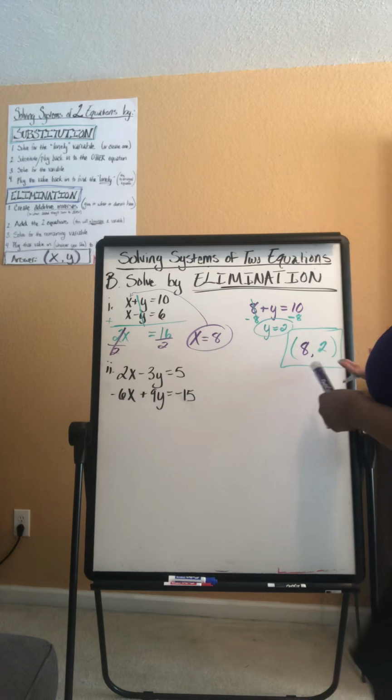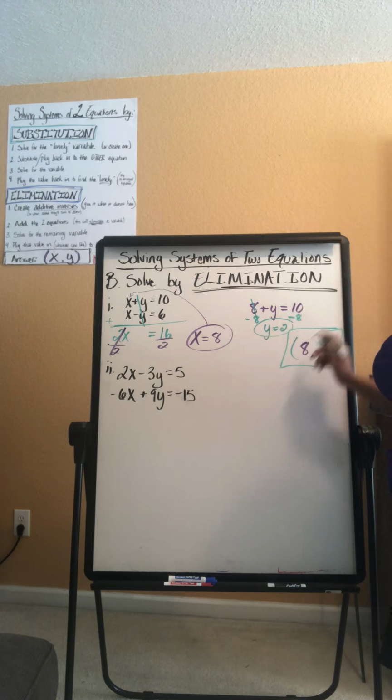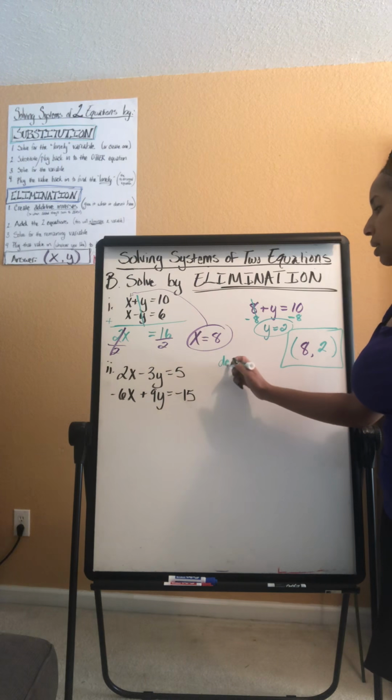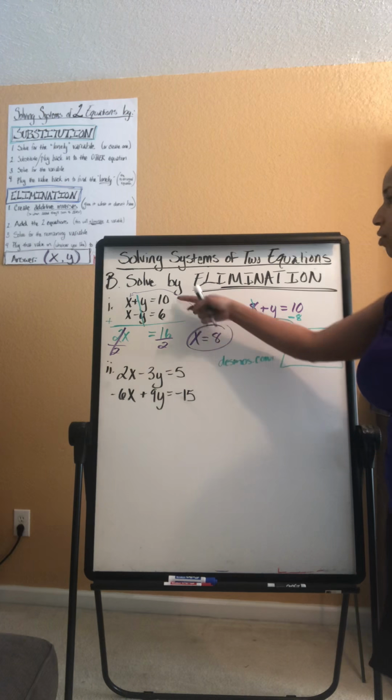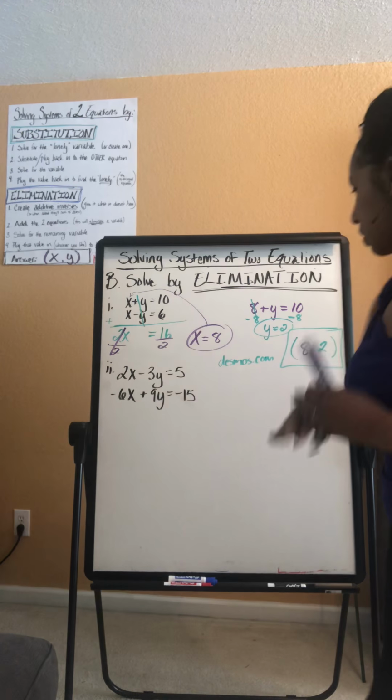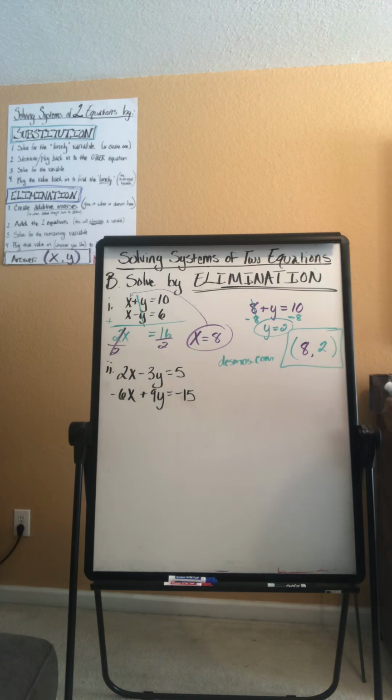And if you ever wanted to check it, you could go to the graphing website, Desmos.com. And you could graph both of these lines and see them crossing at the point 8, 2. But on to number 2.